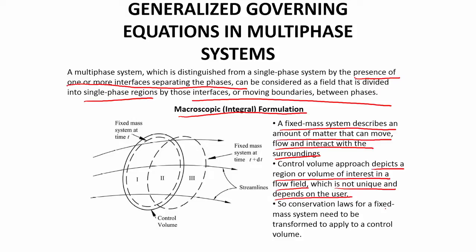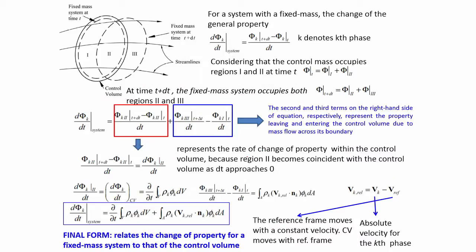Conservation laws for a fixed mass system need to be transformed to apply to a control volume framework. If you look at this nice little picture, that is the fixed mass system, and that is the control volume that we have considered. The fixed mass system moves: this is at time t, and this is the fixed mass system at time t plus delta t. The control volume can be made fixed, while the fixed mass system is moving around it.